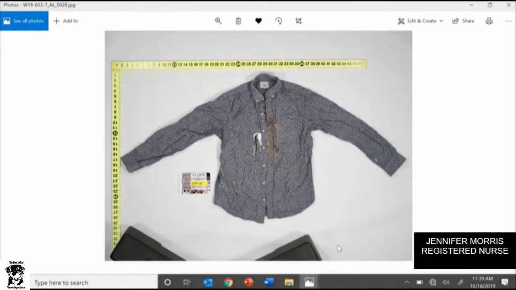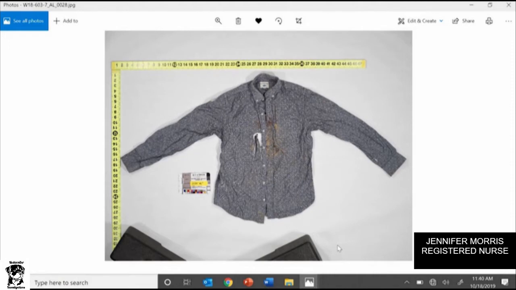And this is, I guess, a blue and white button-up shirt. Is it fair to say that? Blue or grayish? It's a little hard to see the color. Yes. And you can see that the shirt in this photograph has been cut in the center area of the shirt, right? Yes. And there appears to be what could be, and I'm not saying you should say it should be, mud or blood on the shirt. Yes. And you never saw that either? I did not see that.